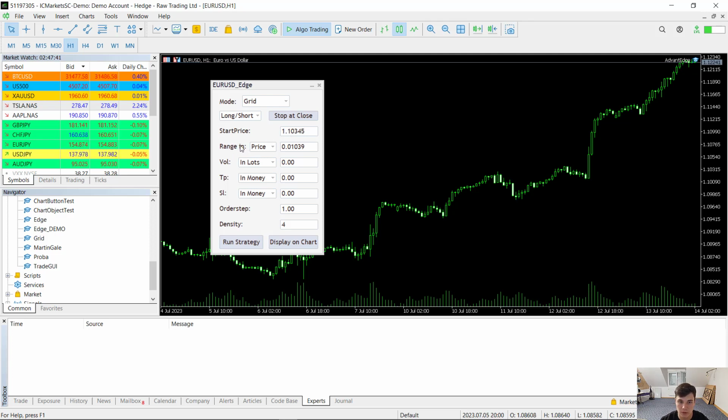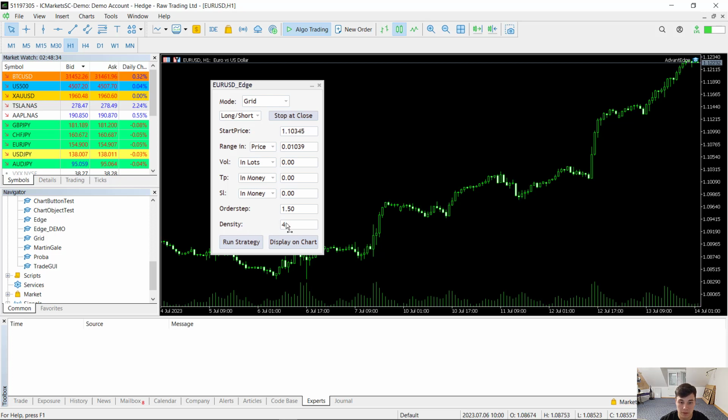The range around the start price is where you don't think that the price is going to break out of. The volume is again the volume available to this strategy. There is again a take profit and a stop loss parameter, same as before. The order step parameter is the multiplier between the volume of the orders. So for example, if it is 1.5, then if the first order was 1 lot, the next order is going to be 1.5 lots, and the next is going to be 1.5 times 1.5, and so on and so forth. The density is the amount of orders to be taken in the range.